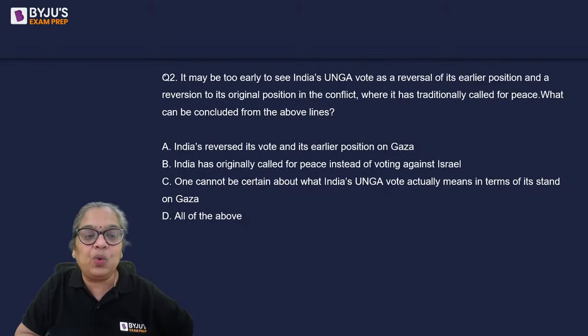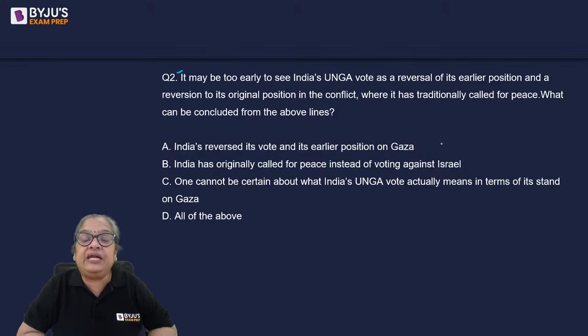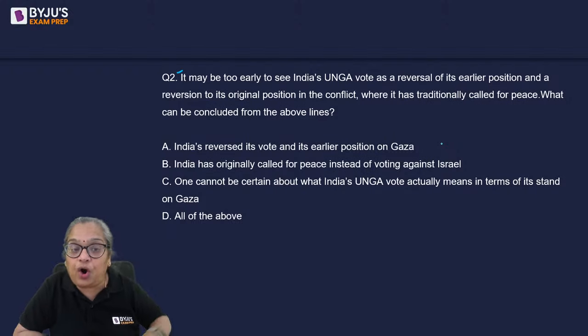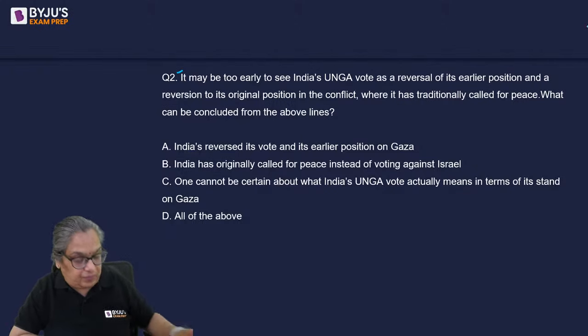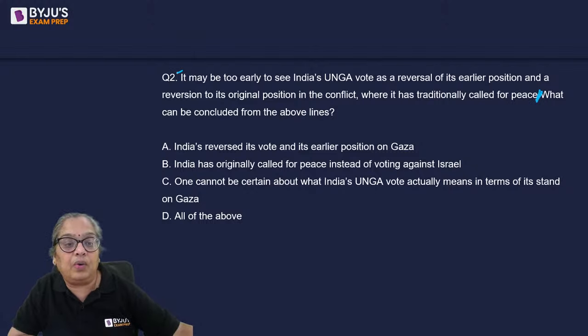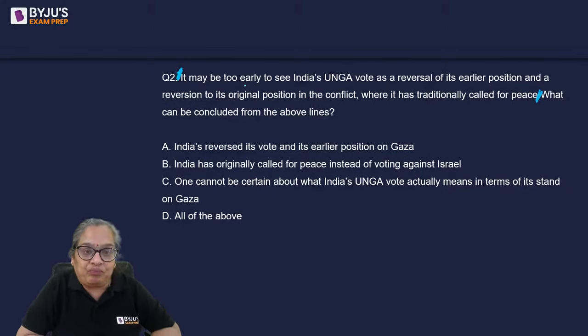All right. What can you conclude from these lines in the passage? It may be too early to see India's UNGA vote as a reversal of its earlier position and a reversion to its earlier position in the conflict, where it has traditionally called for peace. Right? So, what does it mean? Okay, what can you conclude? Remember, a conclusion is based on what has been said. Read the sentences two or three times, simplify them in your own words. Exactly what is it saying? Too early to see it's a reversal. That means what's he implying? All right. Second, it has traditionally called for peace. What does that mean? Based on that, you look at which option is correct.